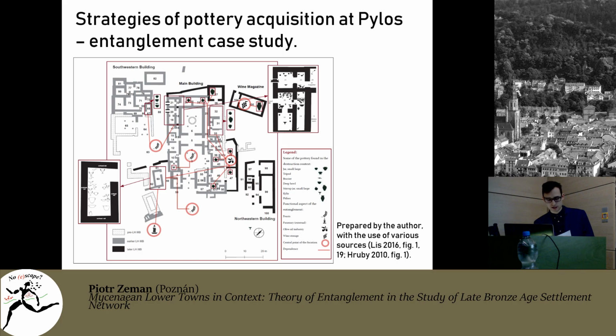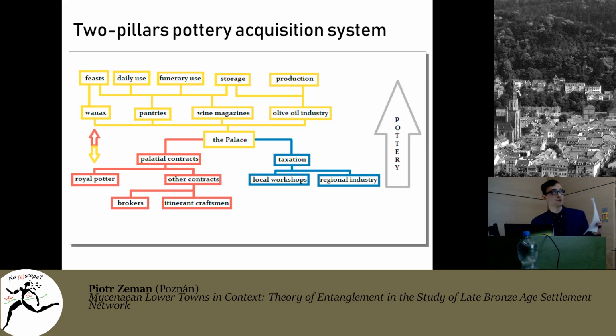I used the data from published literature of macroscopic analysis of pottery, chemical analysis by Michael Galati and Linear B tablets, and created this visualization of the entanglement on the plan of the palace, and here is the two-pillar pottery acquisition system created. No time, so I won't go into any details. If you have questions later, I would be pleased to answer. But this was created with the use of theory of entanglement.